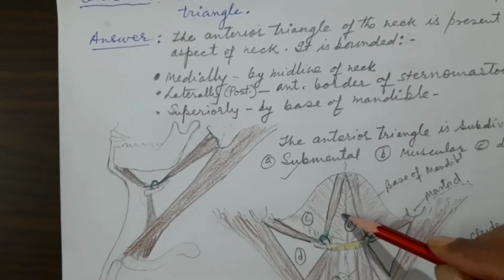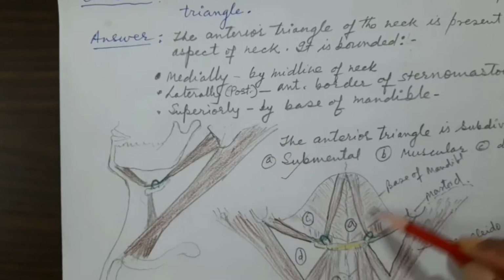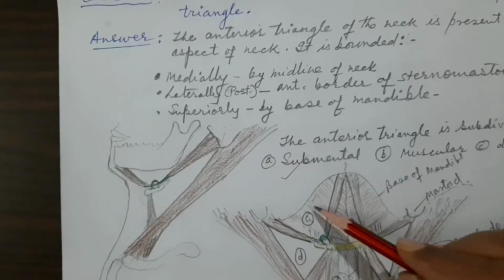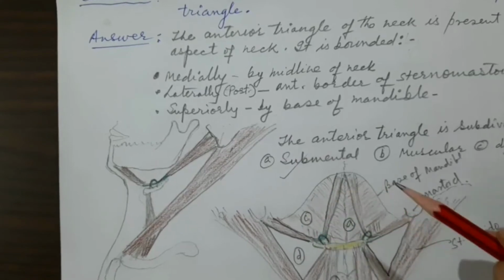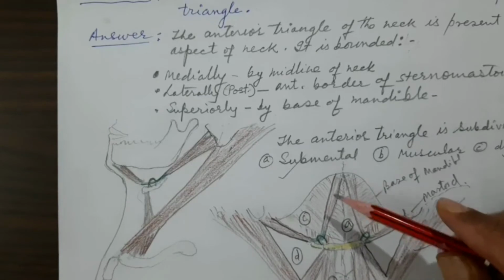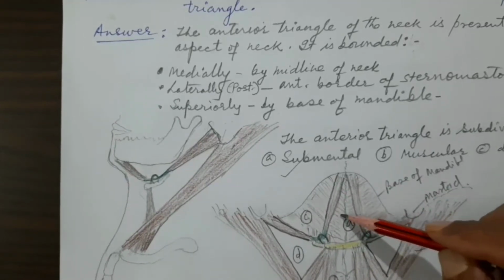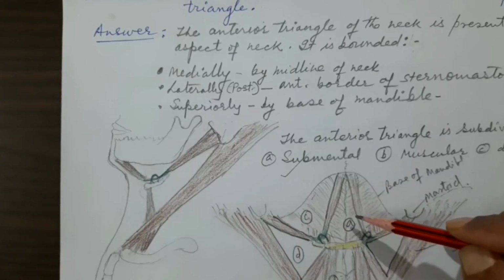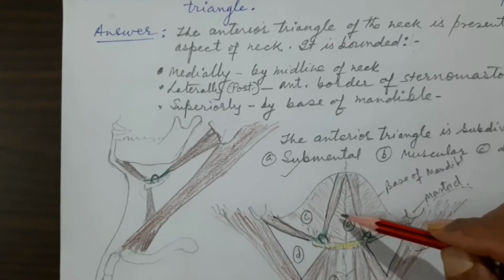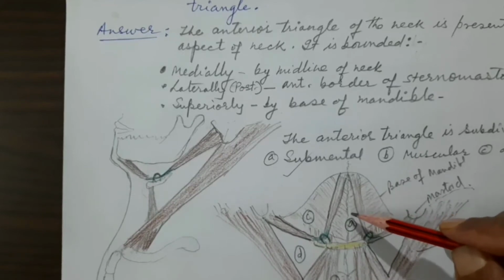Floor, here you can see the muscle taking origin from this median raphe. It's going on either side obliquely and will get attached onto the inner aspect of the body of the mandible, on the mylohyoid line. So this muscle here, which is forming the floor, is the mylohyoid muscle of this triangle. Okay, that is the submental triangle.